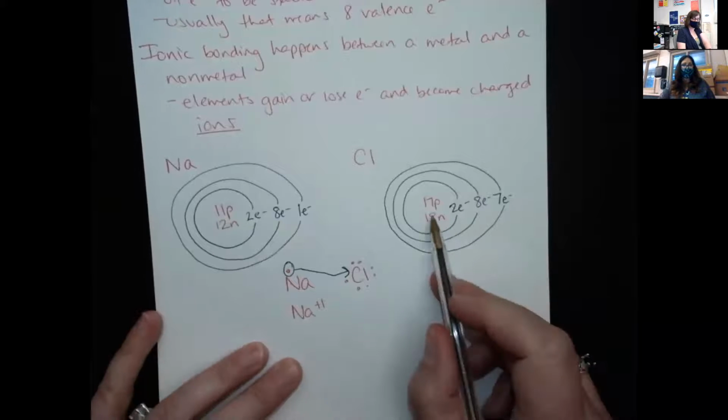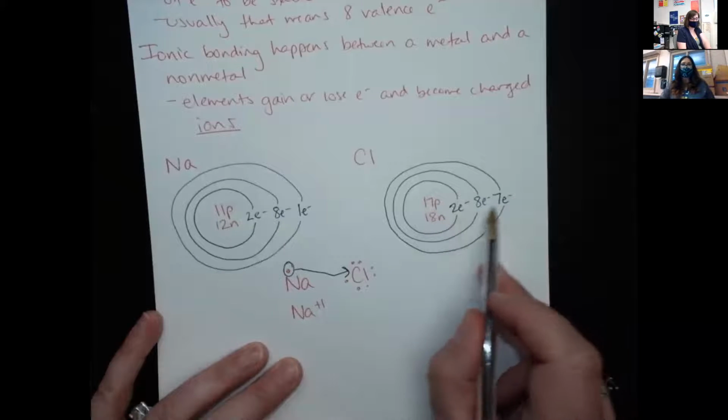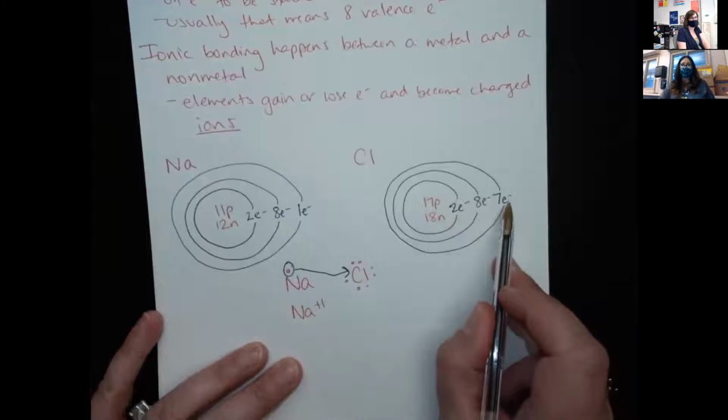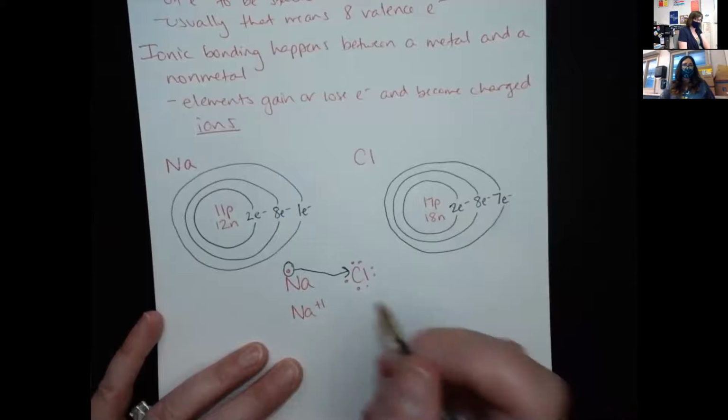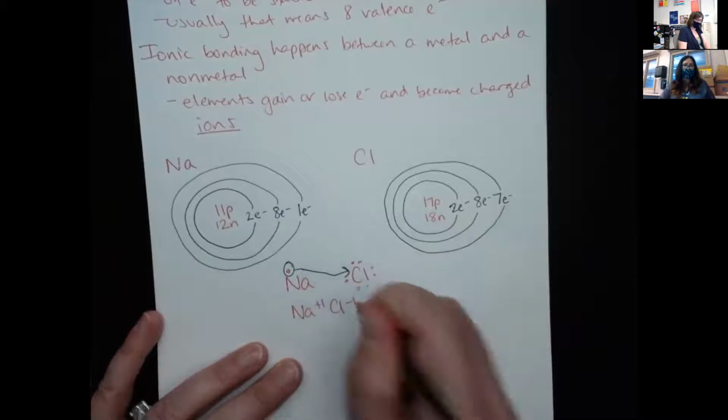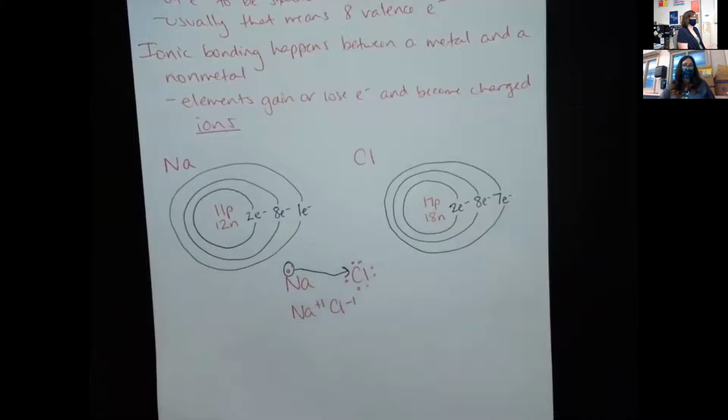How about for chlorine? Chlorine had 17 protons and 17 electrons, but now it has an extra. So what charge would chlorine be? Negative 1. And then opposite charges attract, so they hang out near each other, and that's ionic bonding. So elements can give away electrons to fulfill the octet rule. They can gain electrons to fulfill the octet rule. And then opposite charges attract, they hang out near each other. That's called an ionic bond.